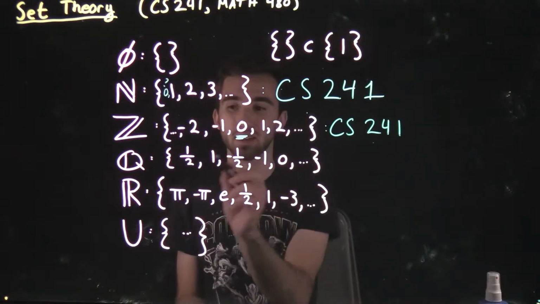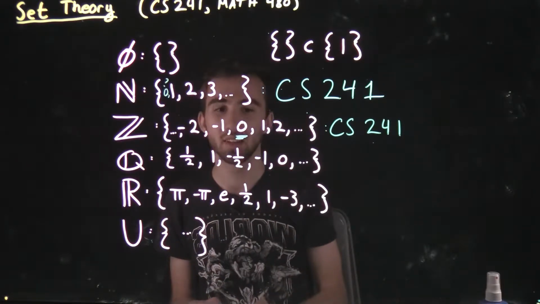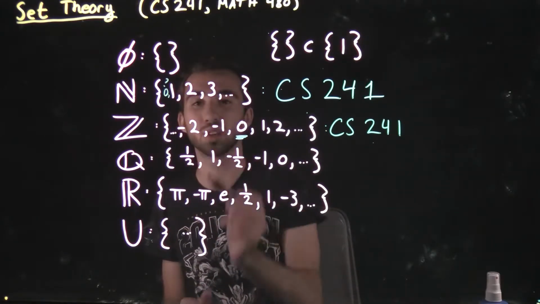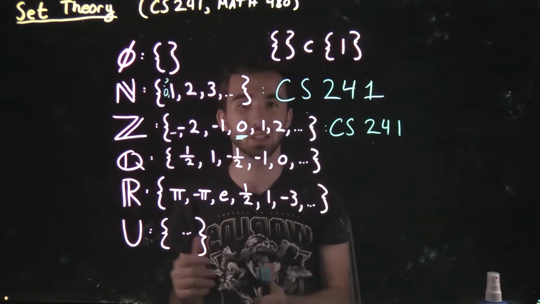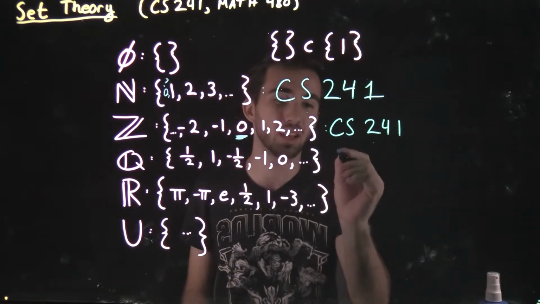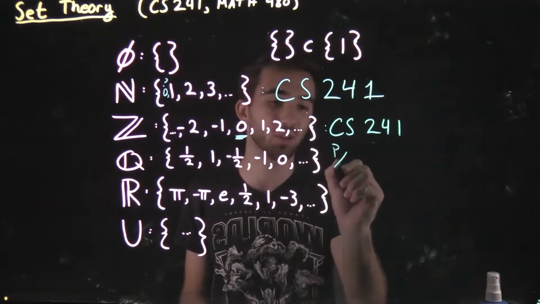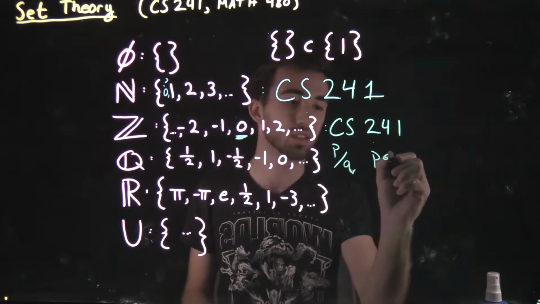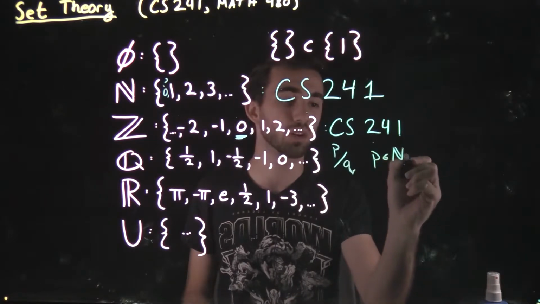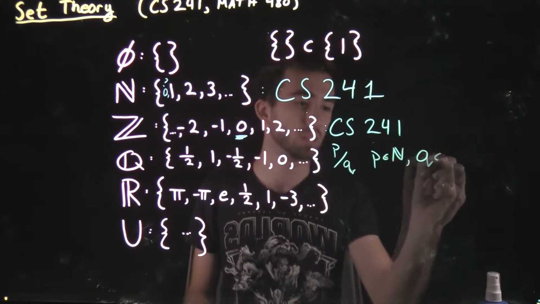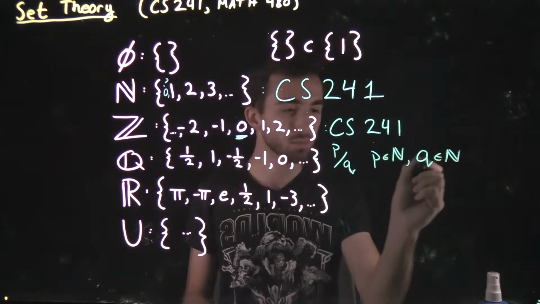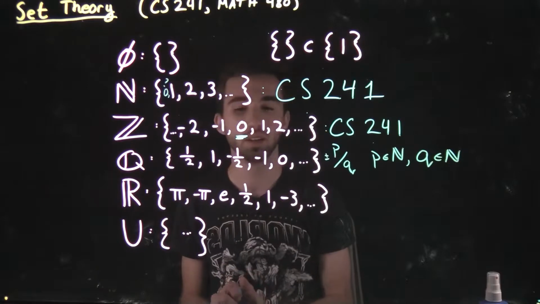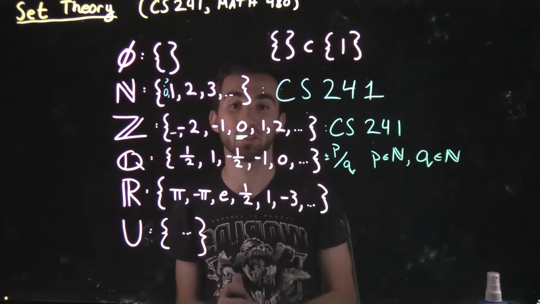Right, the next set is the rational numbers. So the rational numbers, again, it includes all the negative whole numbers. It includes all the positive whole numbers. But it also now includes fractions. So anything that can be written in the form p over q, where p is a natural number, and q is also a natural number. And it can also be negative, so we can include plus or minus p. So that's the set of rational numbers.